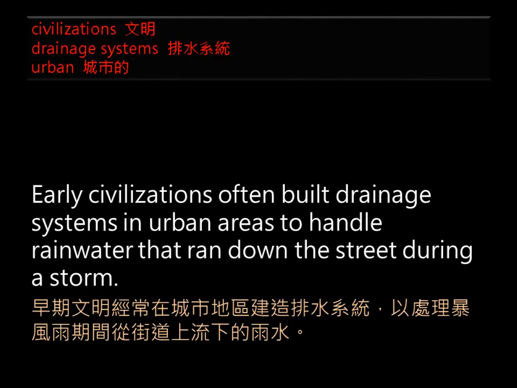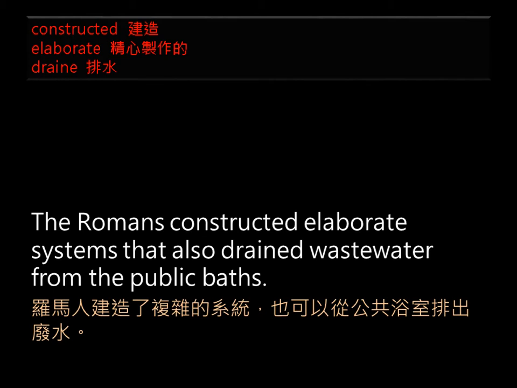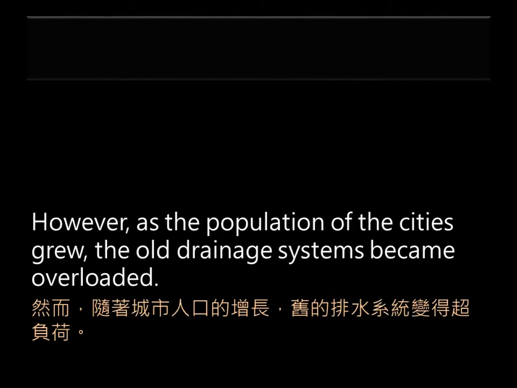Early civilizations often built drainage systems in urban areas to handle rainwater that ran down the street during a storm. The Romans constructed elaborate systems that also drained wastewater from the public baths. However, as the population of the cities grew, the old drainage systems became overloaded.